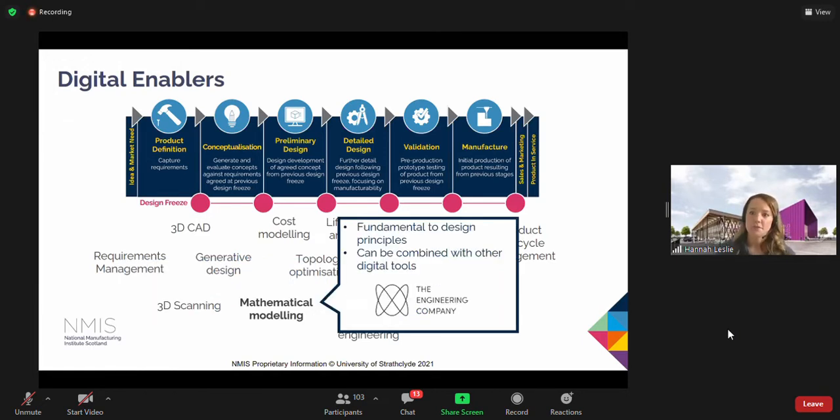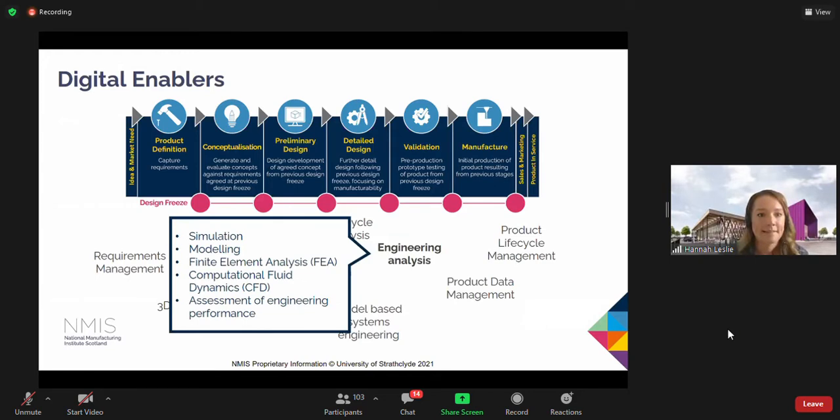Mathematical modelling and first principles are obviously pretty fundamental, but can be combined with other elements of design digitalisation to automate and optimise concepts. So for example, one of our Tier 2 members, the engineering company, has built a platform combining mathematical modelling, generative design, 3D CAD and engineering analysis that powerfully drives concepts based on the product requirements, and they're aiming to move towards more digital validation activities.